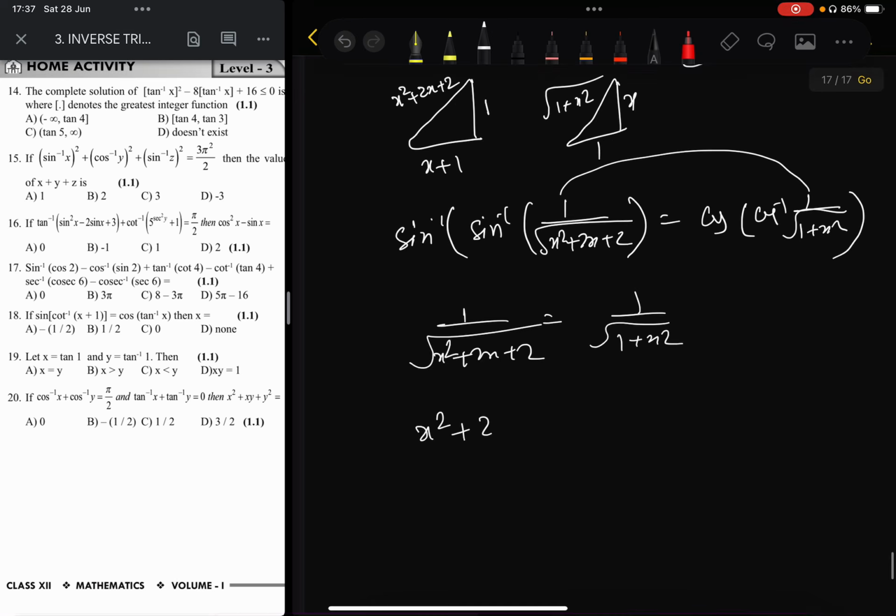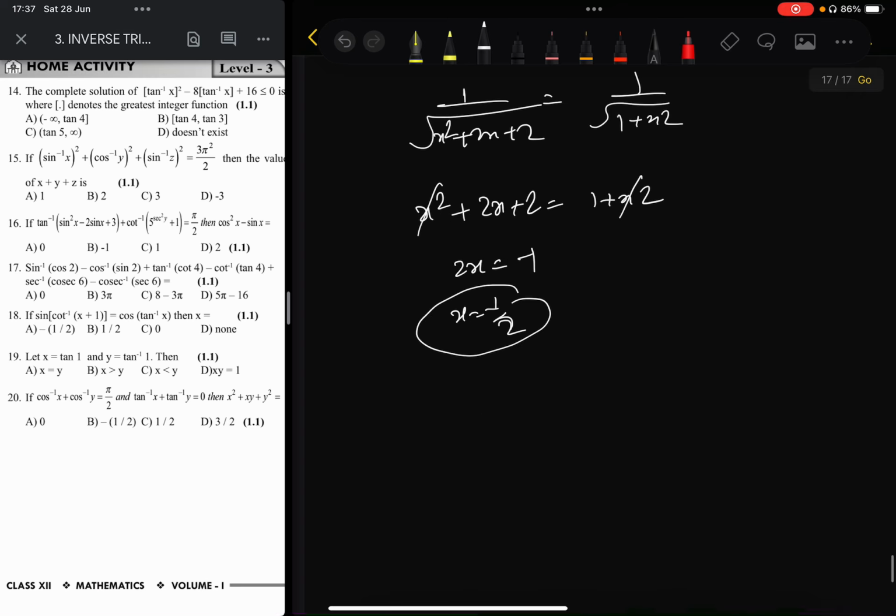So that means x square plus 2x plus 2 should be equal to 1 plus x square. The x square will cancel out. So 2x equals minus 1, x equals minus half. So minus half is the correct answer.